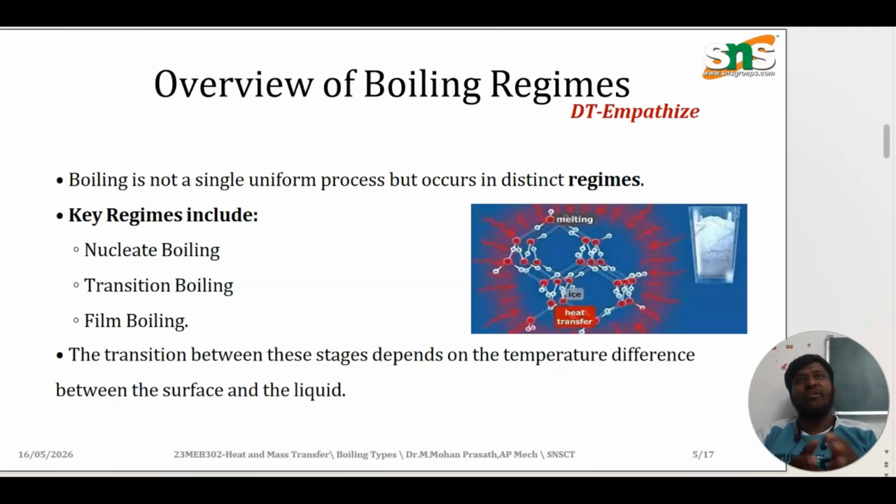Next, an overview of the boiling regions. Boiling is not a single uniform process, but it occurs in distinct regions. The key regions of boiling are nucleate boiling, transition boiling, and film boiling. The transition between these stages depends on the temperature difference between the surface and the liquid.